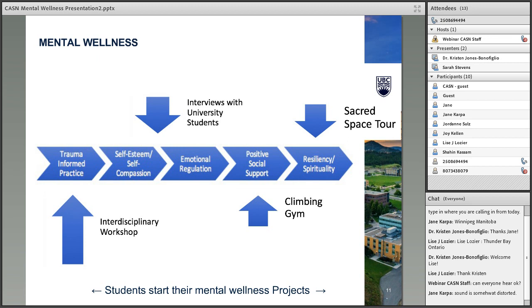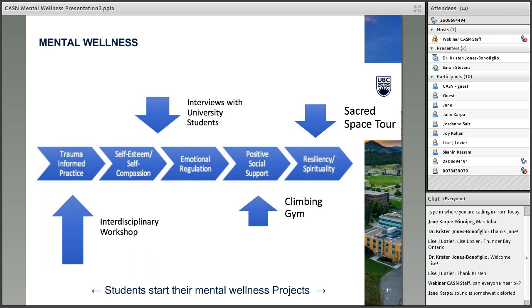And this is what the structure of our course looks like. We start the semester by hosting a multidisciplinary trauma-informed practice workshop. So we combine all four of our clinical groups and invite social work students and graduates. And we host it on the weekend so that it doesn't interfere with course schedules. And we try to make it very interactive. The following 4 weeks, we focus on self-esteem, self-compassion, emotional regulation, positive social support, spirituality, and resiliency.